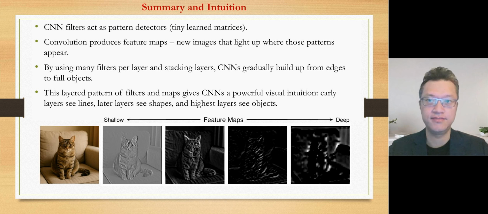By visualizing filters and their feature maps, we get an intuitive picture of what a CNN is looking for in the image. This layered approach is why CNNs are so effective at image recognition. They literally build up what they see from simple pixels to complex concepts.